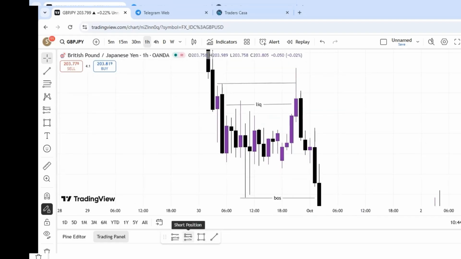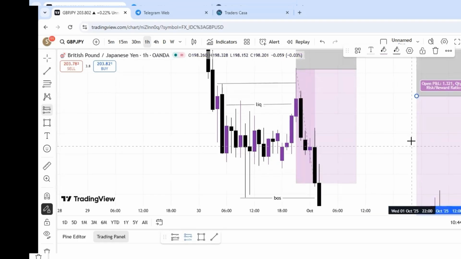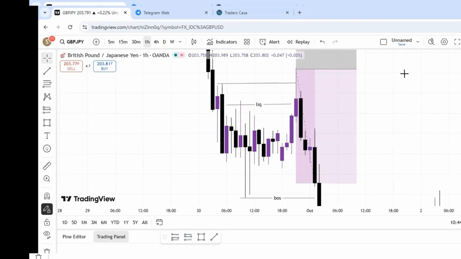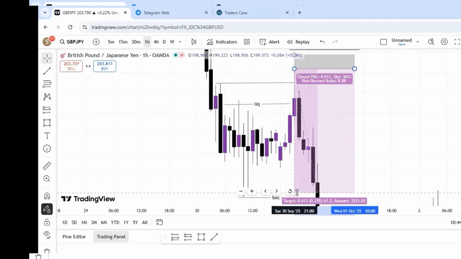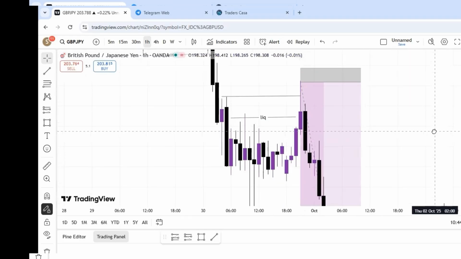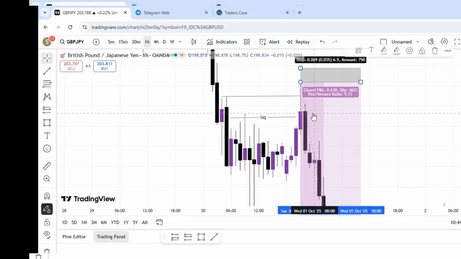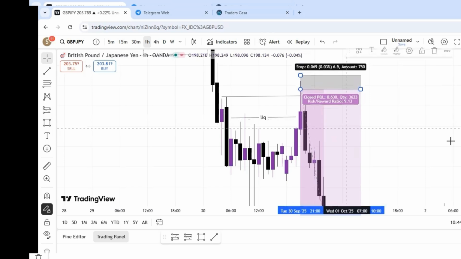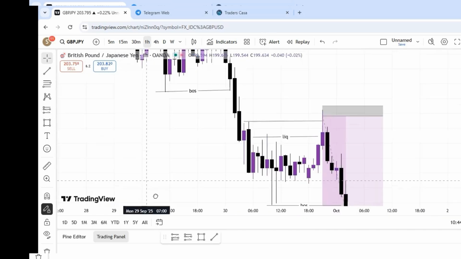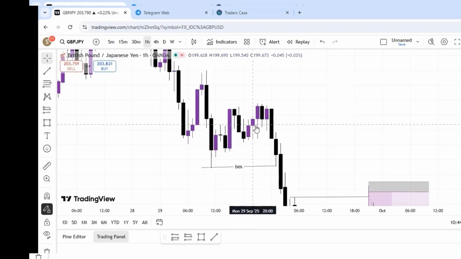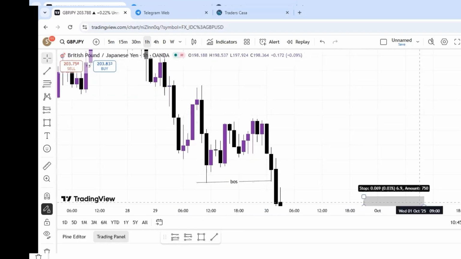I'll just put my sell position, which is the short position. Anytime you spot an order block and liquidity, just pick it up from there. Don't waste time. Don't waste time at all. So this was what happened here. I'm very sure the same thing happened here too.